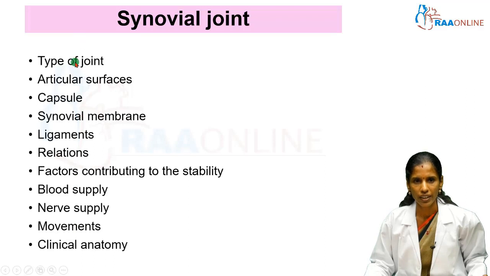The first heading is the type of joint, articular surface, capsule, synovial membrane, ligaments, relations, factors contributing to the stability of the joint, blood supply, nerve supply and movements produced by the joint. Finally, clinical anatomy.